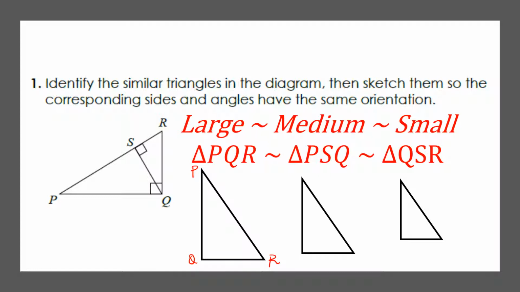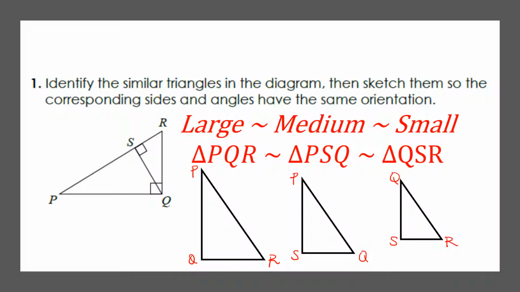The medium-sized triangle, starting on the long side, was triangle PSQ. And then the small one, the 90 is located at S on it also. The long side starts at Q. The short side ends at R. So QSR.